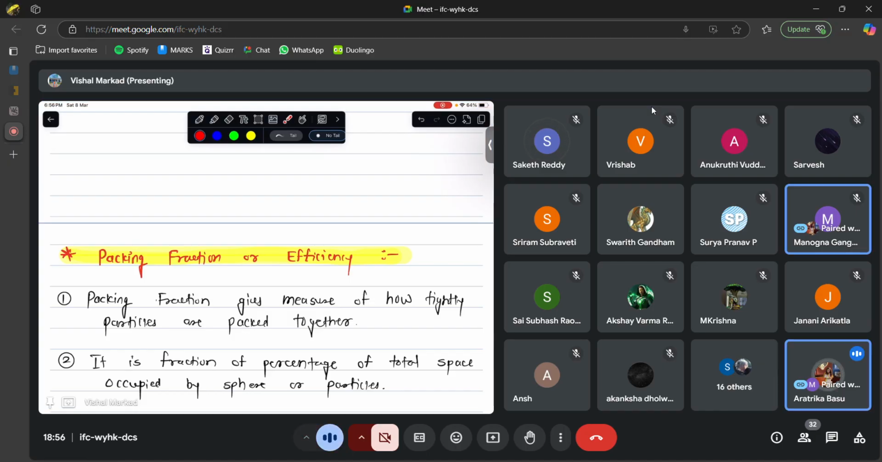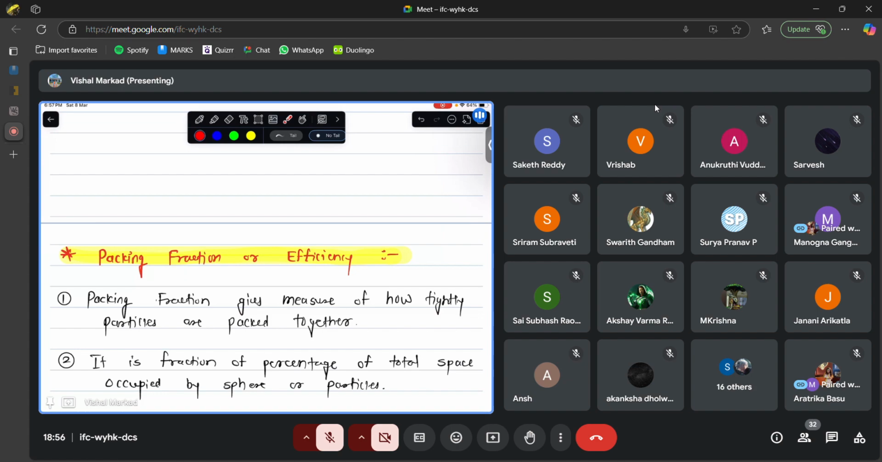Whenever you sit there, do you occupy the entire volume of that room? No, sir. There will be some free space. That free space is called voids in the case of solid state.